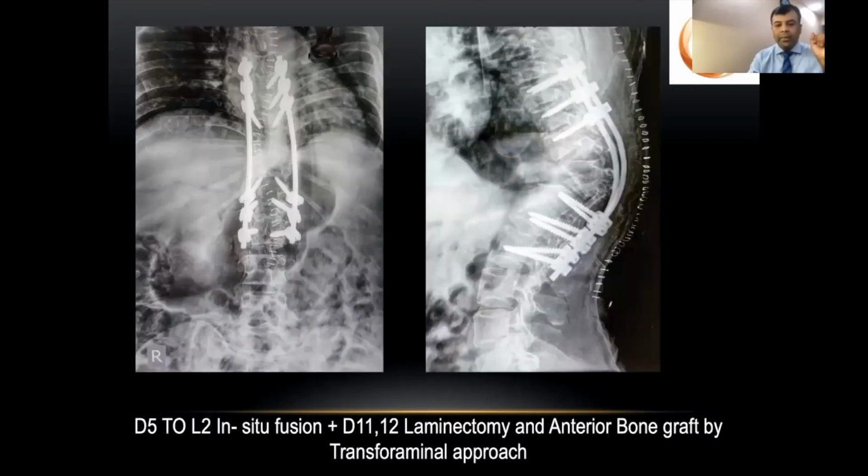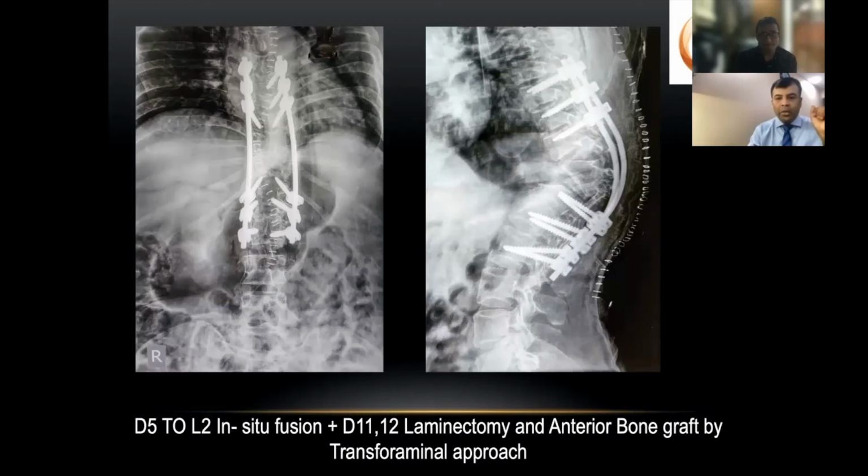This is what I did. We fused him in situ. We fused 3 levels above and below, so D5 to L2 in situ fusion. We did laminectomy at D11, D12. And at the same time, we approached the D11-12 disc space through a transforaminal approach like a TLIF. And we curetted that disc completely. It was an empty space. It was like a completely degenerated disc. So we curetted the end plates and we put the autograft which we obtained from the laminectomy.